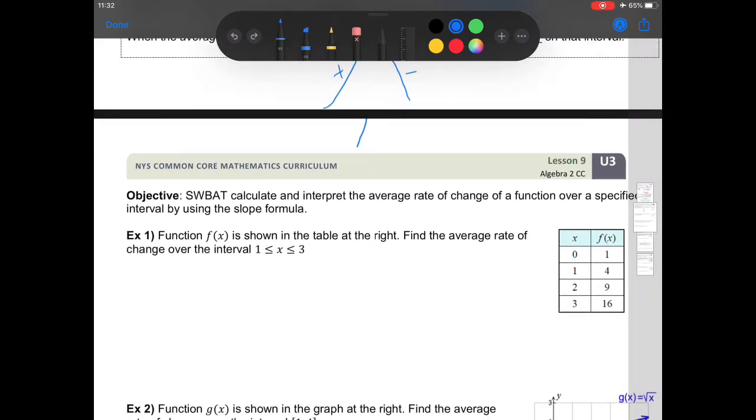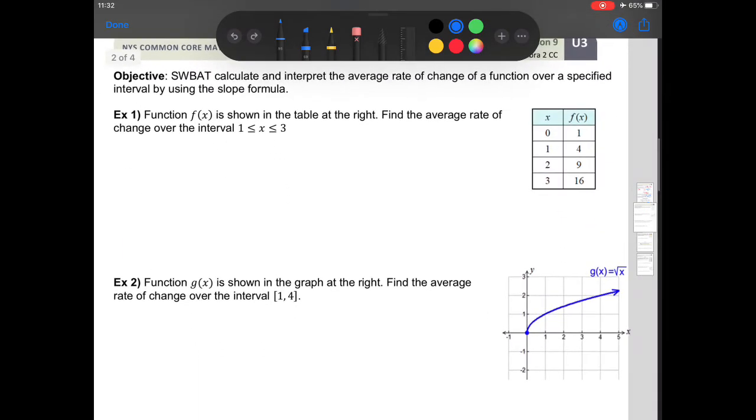So let's go on to the first question. It says function f of x is shown in the table on the right. Find the average rate of change over the interval. Whenever you're not dealing with linear functions, it's going to give you a domain, or the x values, for which you need to find the average rate of change. Average rate of change again is your slope. I'm going to keep saying it. So 1 to 3. This is my 1, I'm going to highlight that, and this is my 3. I'm going to find the slope between these 2 points.